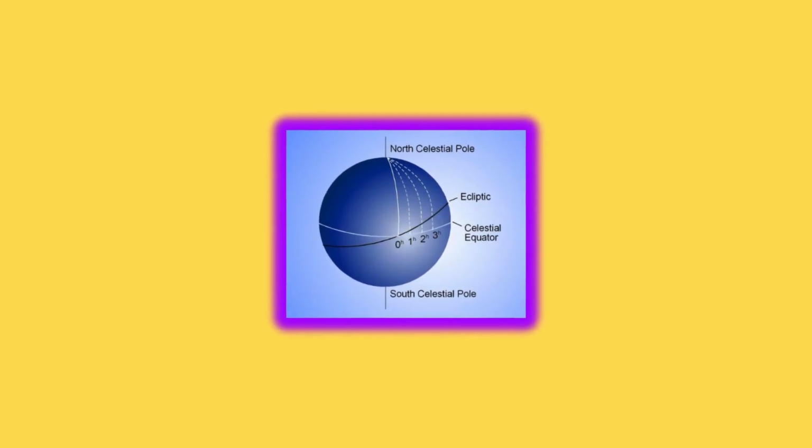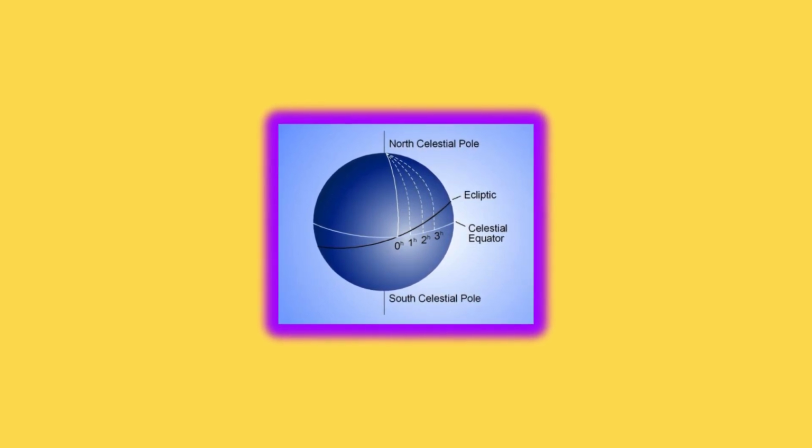The celestial equator is 0 degrees declination, and the poles are 90 degrees, positive 90 degrees and negative 90 degrees, north and south. Right ascension is the celestial equivalent to longitude.